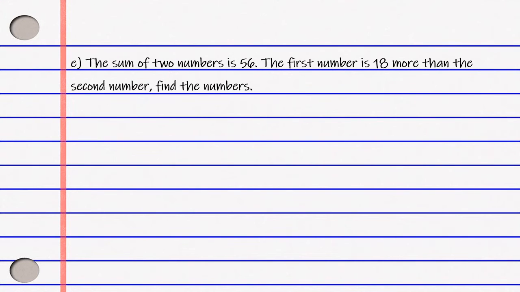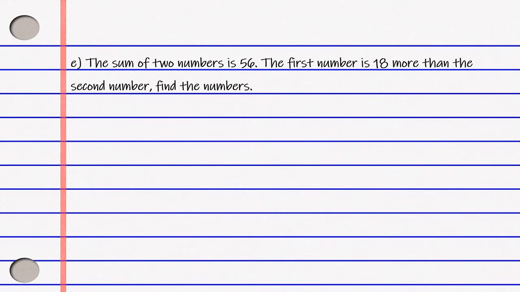Okay, so the sum of two numbers is 56. The first number is 18 more than the second number. Find the numbers. So this one's tricky because we're looking for two different numbers. All the problems before this, we were only looking for one value or one number. So we only needed one variable to represent one number, and we solved for it and it was fine. Now we have two numbers that we're looking for. The problem is we still only know how to solve an equation with one variable in it.